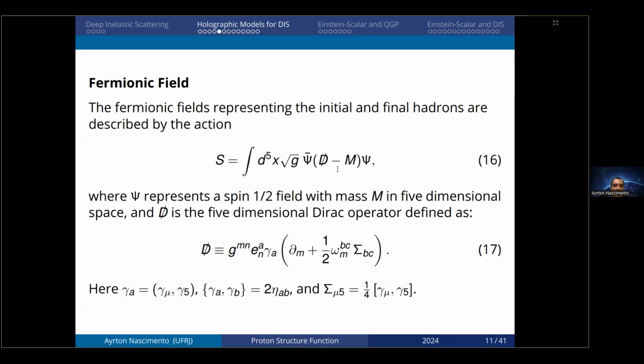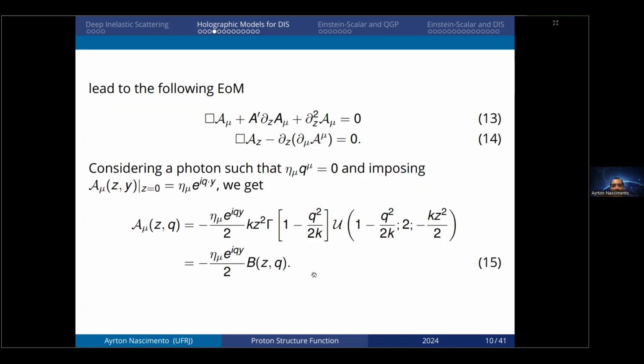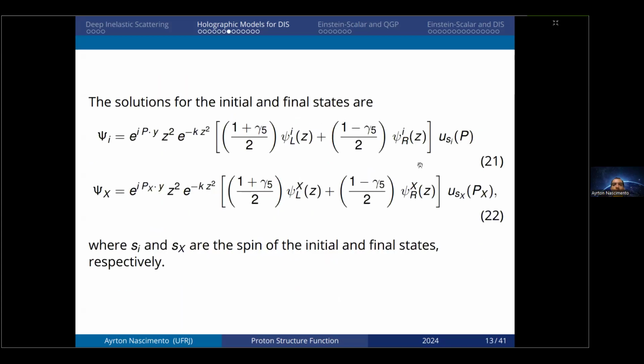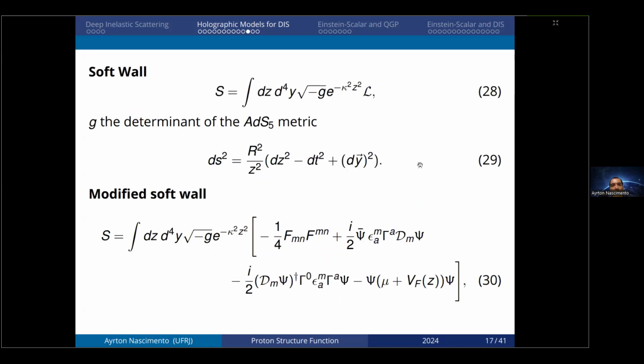If I forget about the photon field, I have the fermions. How well does this model with an expansion describe the modified soft wall model? I have a work on the thing you are thinking about, but not specifically for deep inelastic scattering. I was interested in the discrete spectrum of the two models.